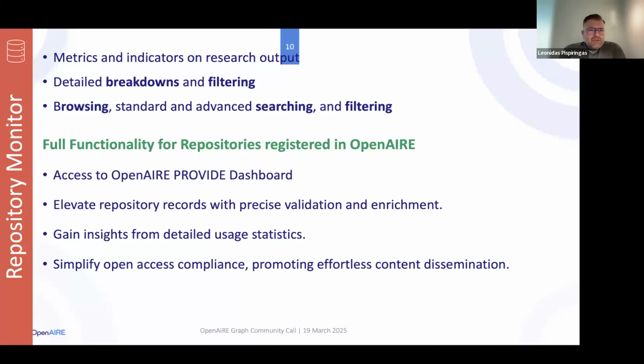The repository monitors offer metrics and indicators on research output, on scholarly output, and also on the access rights at the instance level, meaning that we present indicators for the research products, for the publications that we aggregate from the repository and not the deduplicated version that we get from the OpenAIRE graph, with detailed breakdowns and filtering, of course. And there are also browsing capabilities here.